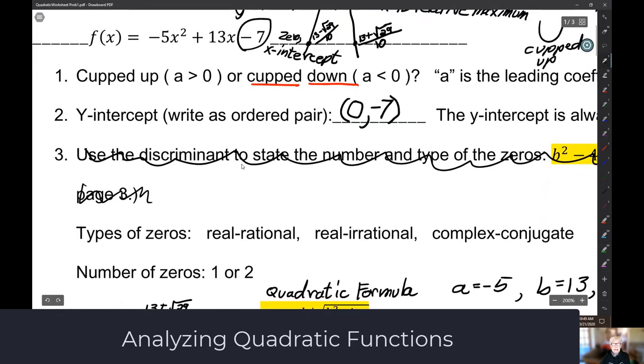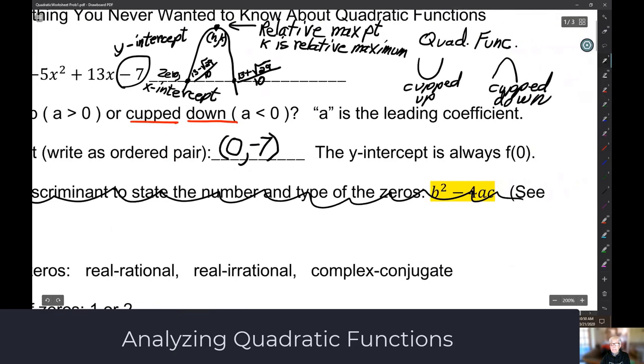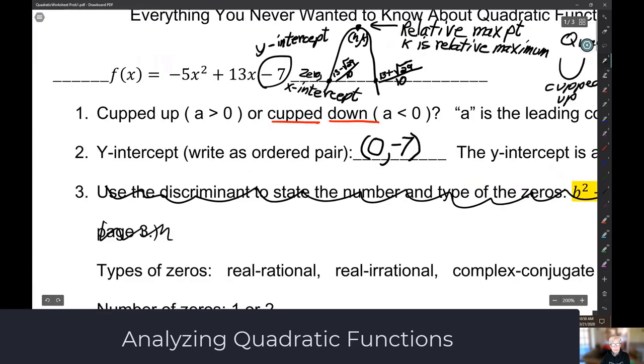Now the y-intercept, you take the constant at the end, put it in the y position, and then 0 in the x position, and this gives you a wonderful y-intercept. Couldn't have a better intercept. Y-intercept anyway.